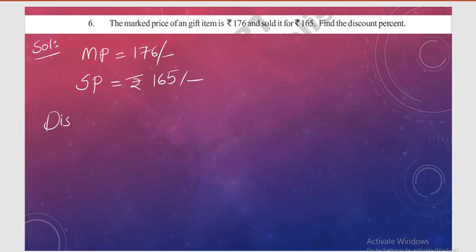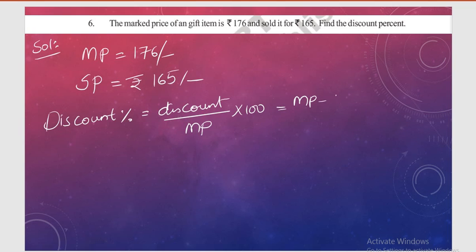Next what is he asking you to find? Discount percentage. So remember the formula. Discount percentage is equal to discount by market price into 100, since discount is calculated on market price. So what is the formula of discount? Discount is nothing but MP minus SP by MP into 100. Now what is MP? Market price is 176 rupees minus selling price is 165 rupees divided by 176 into 100.